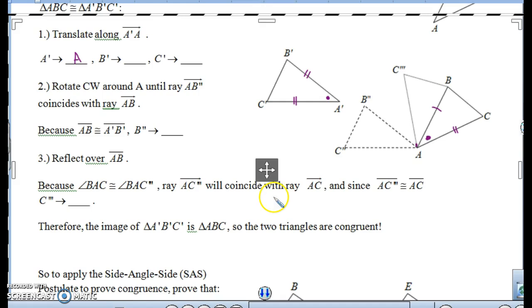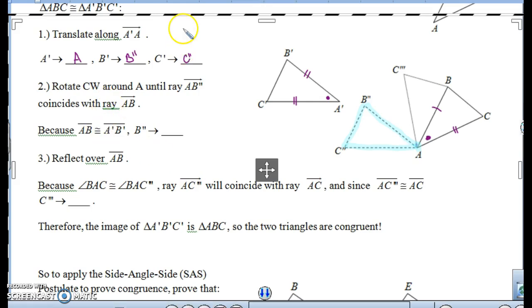Okay, now just to work the other pieces as well, where does B prime end up? Well, it ends up at B double prime down here. And then C prime ends up at C double prime down there. So we're now at this triangle right here. We have made A correspond to A, so we're good there. That's what we want. Now we have to get B prime to correspond to B.